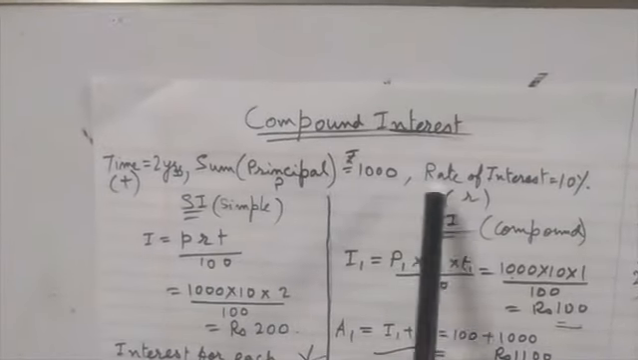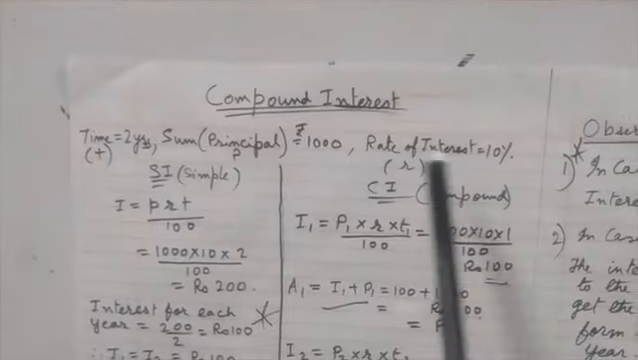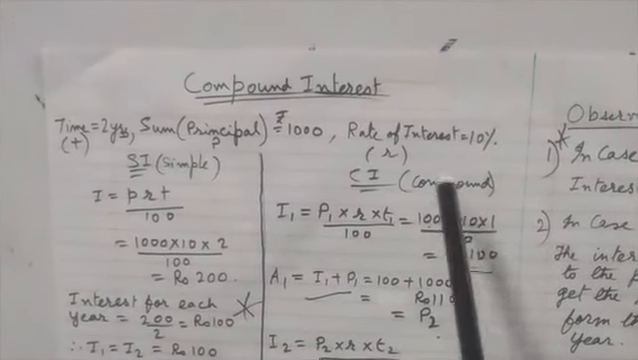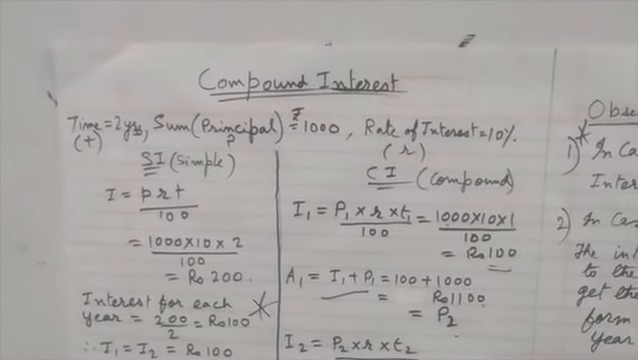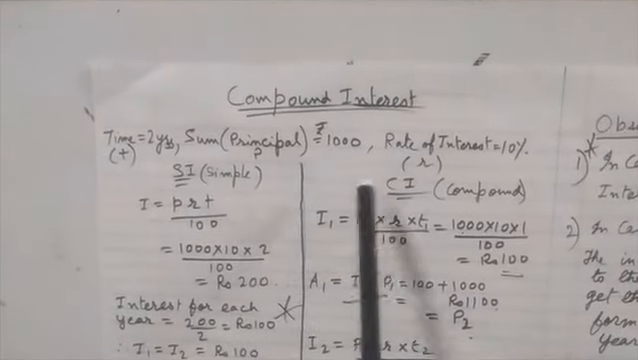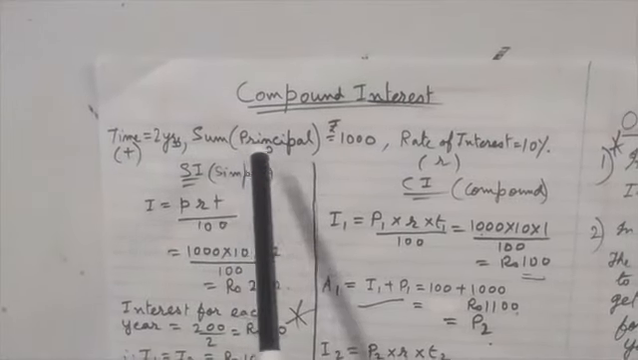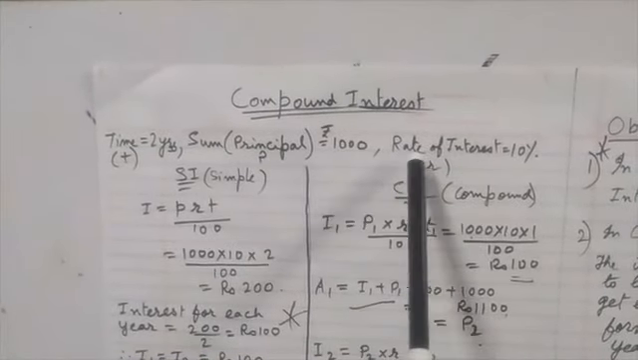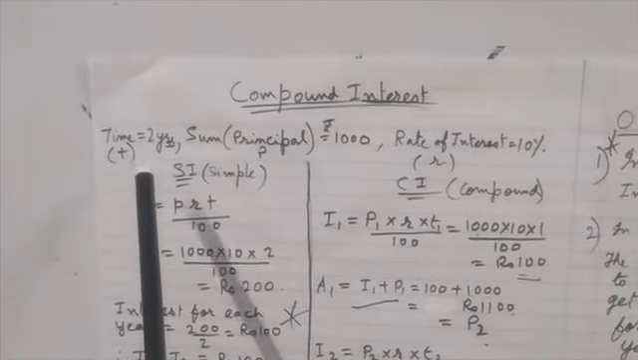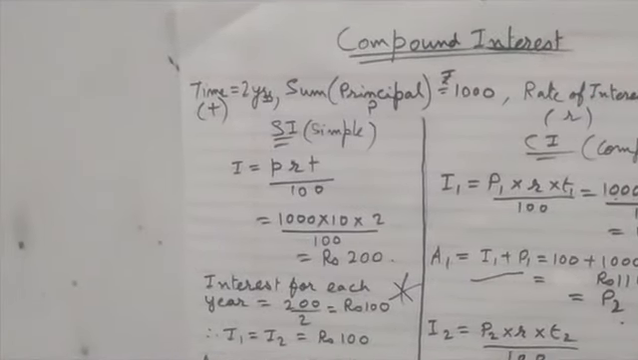Okay, this is compound interest. Now you have the basic idea of simple interest, and you also learned some basics about compound interest in class 8. Now I'm just going to go into the details of the difference between compound interest and simple interest. Suppose there is a sum of money, 1000 rupees, the rate of interest is 10%, and interest is to be calculated for 2 years. Okay, this is time.